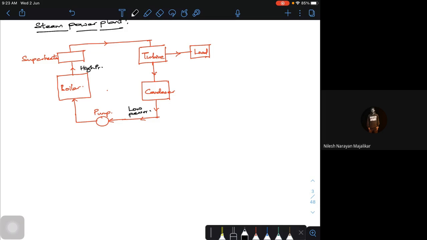So the places where your pressure is high, only your condenser and your pump will be seeing a low pressure and also low temperature. Low pressure and low temperature. Okay. But your boiler, your turbine and all will be seeing a high pressure, high temperature. So your superheated steam will be in the order of around 300 bar or 350 bar, around 600 degrees Celsius or 800 degrees Celsius, something like that.